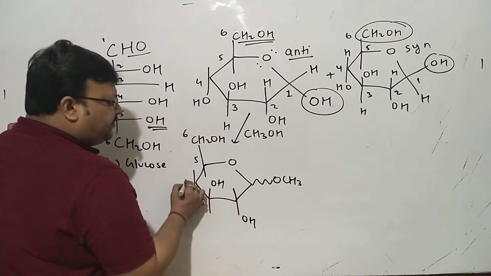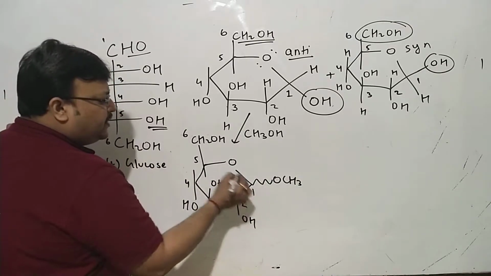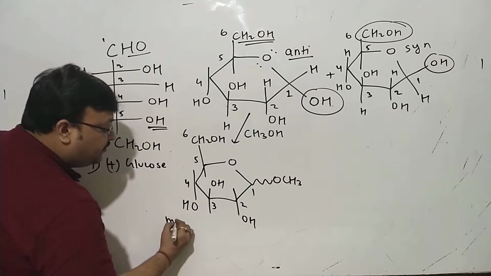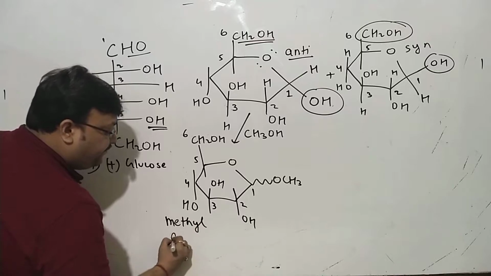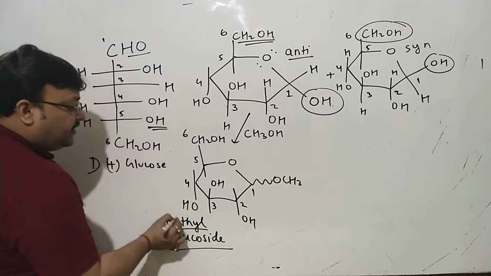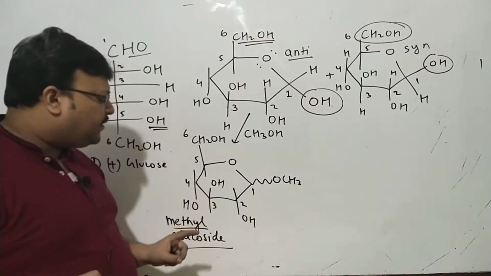Curvilinear exactly means the same. I'm just avoiding writing hydrogen every time. Now this is methyl glucoside, which is an acetal. I told you hemiacetal is OH, OR; acetal is OR, OR.